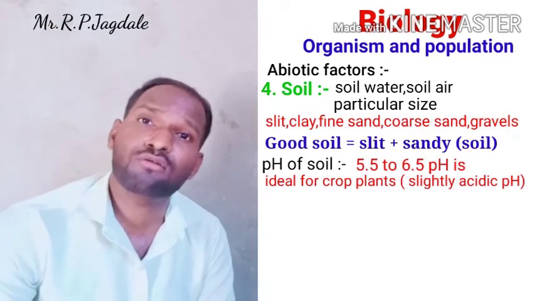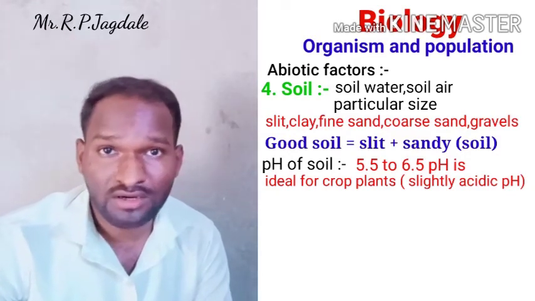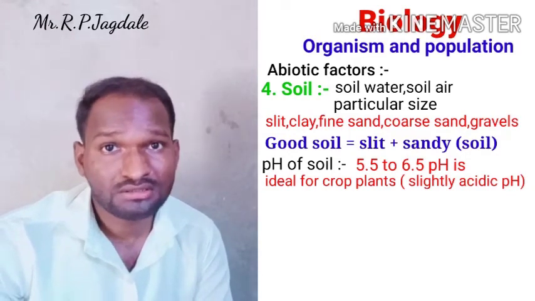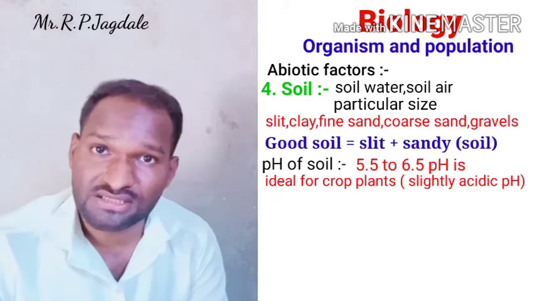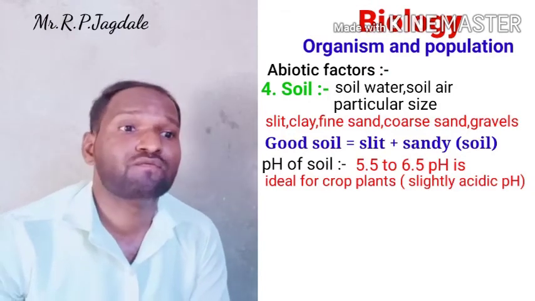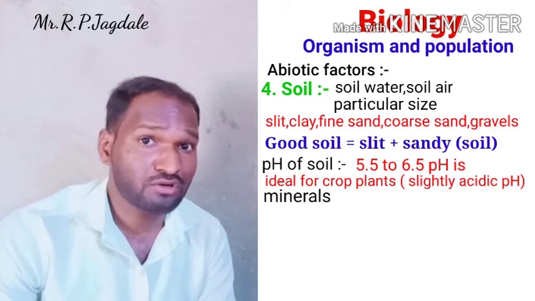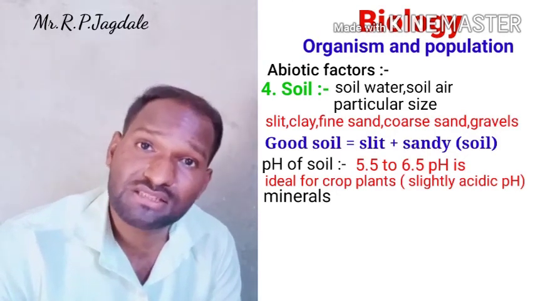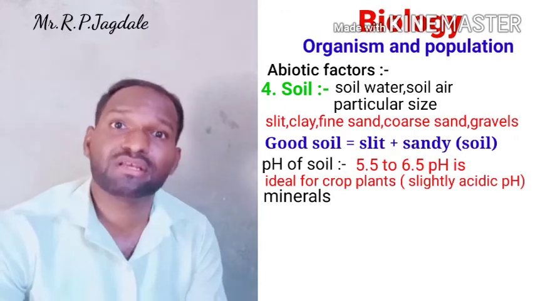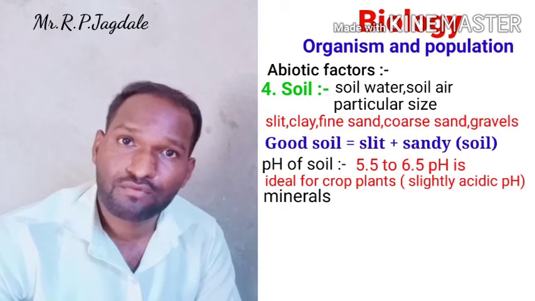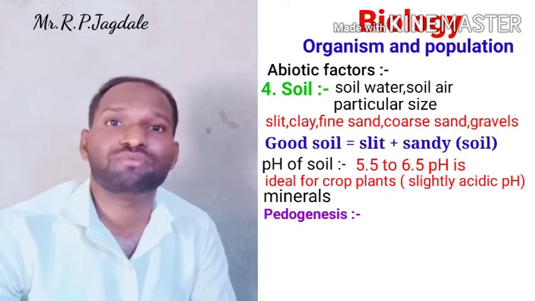It is a combination of both silt and sandy soil. The soil water capacity will be more, the soil air capacity will be more, and the pH is under this slightly acidic condition. And the fourth condition is the minerals. Minerals are very important for crop plants. So how do minerals come into the soil? There are two processes for mineral introduction in the soil. The first is called pedogenesis, and the second is called humification.